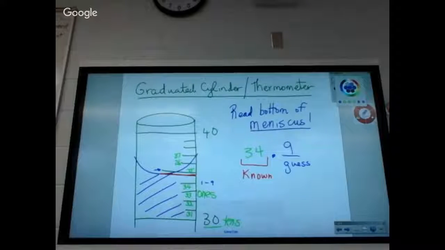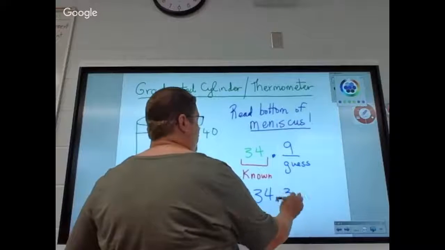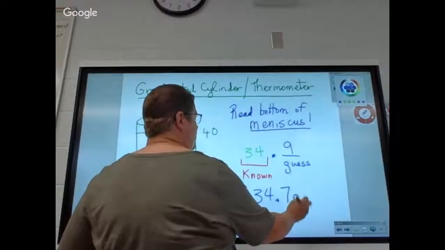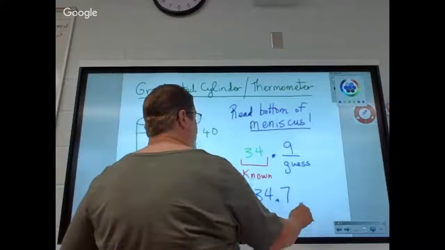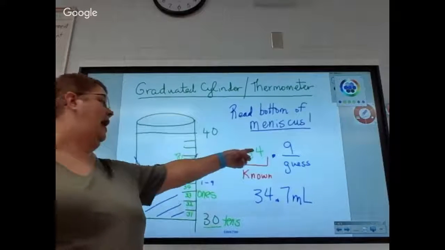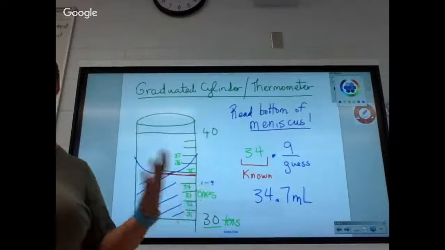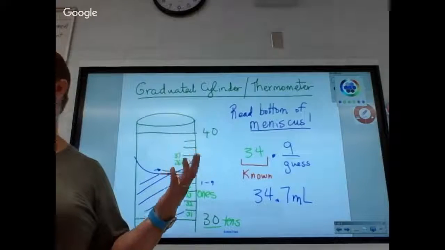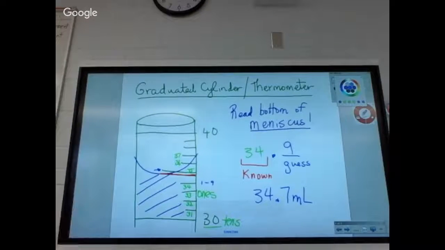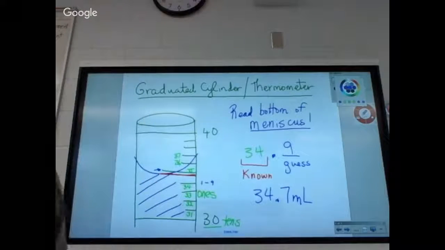So if I was your partner, I might say, you put the 9 down because you think that's your guess, and I'm going to go lower on my guess. And I'm going to put 34.7 grams. Whoops, we're doing volume. Milliliters is my guess. Is there anything wrong with Kayla putting that and me putting that? No. They're both correct. They both have the correct significant digits. There's nothing wrong with it. Kayla sees it this way. I see it that way.